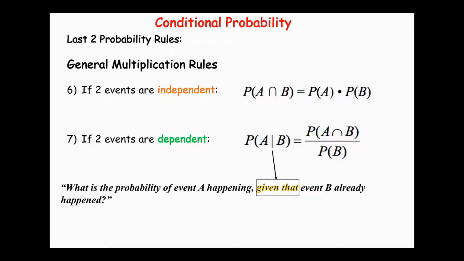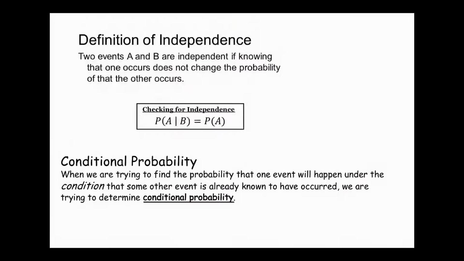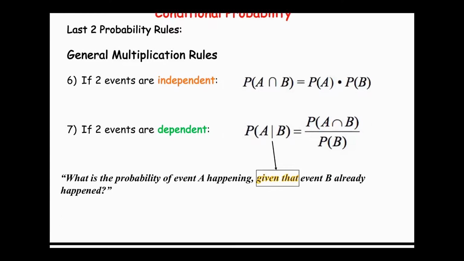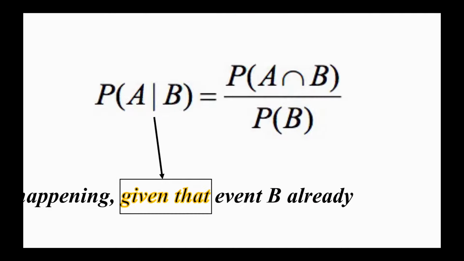And how do we know for a fact they are independent? They'll tell us. They'll say these two events are independent. And they rarely say that. Most of the time, they want you to either check for independence, which we use this guy here, or we don't know. So if we don't know, we're going to use the general multiplication rule, which is right here. Okay.